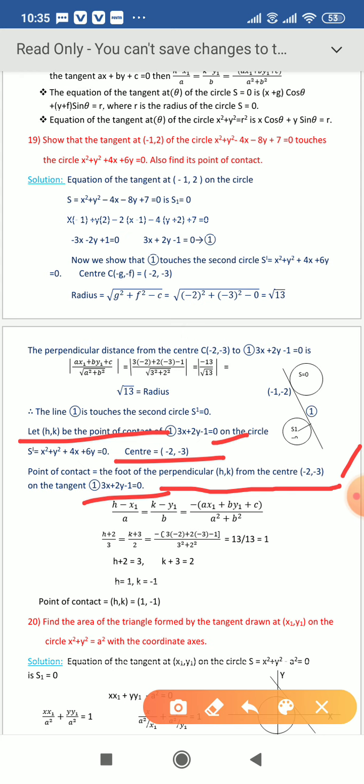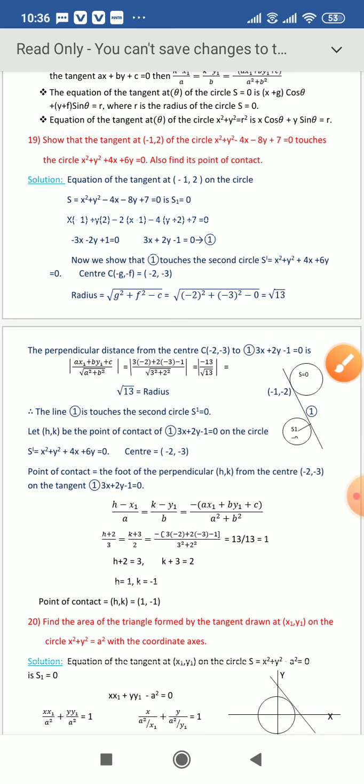That means h plus 2 by 3 is equal to 1, h plus 2 is equal to 3, and k plus 3 by 2 is equal to 1, k plus 3 is equal to 2. Like that we have h is equal to 1, k is equal to minus 1. Okay, the point of contact is (h, k), that is (1, -1). Like that we find the point of contact of the tangent to the second circle. Okay, this is very important, 4 marks in our IPE.